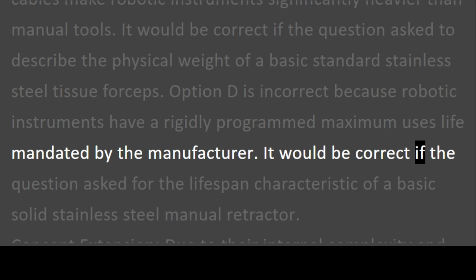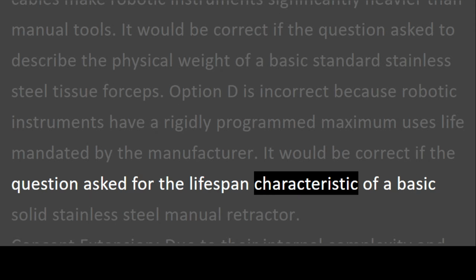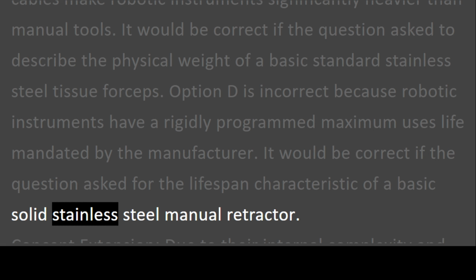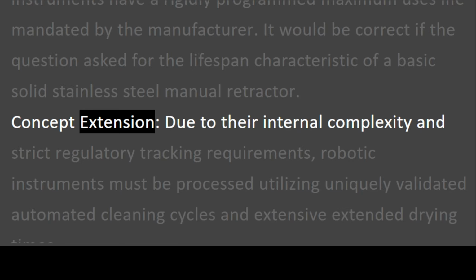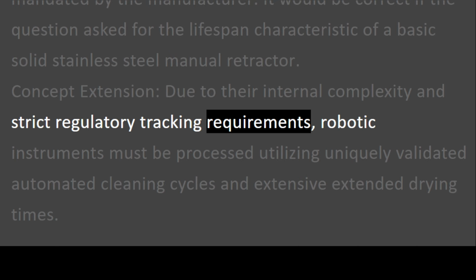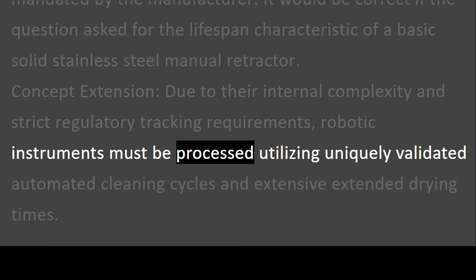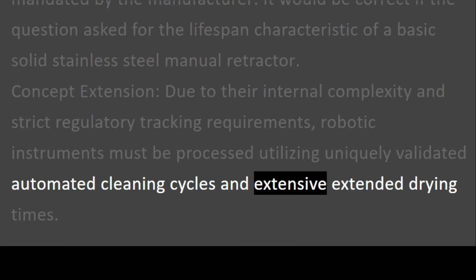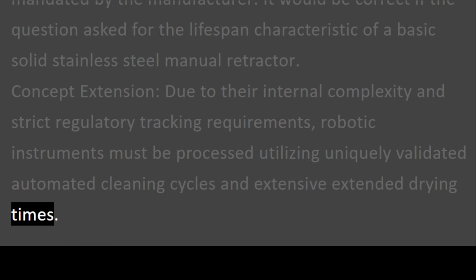It would be correct if the question asked for the lifespan characteristic of a basic solid stainless steel manual retractor. Concept extension. Due to their internal complexity and strict regulatory tracking requirements, robotic instruments must be processed utilizing uniquely validated automated cleaning cycles and extensive extended drying times.